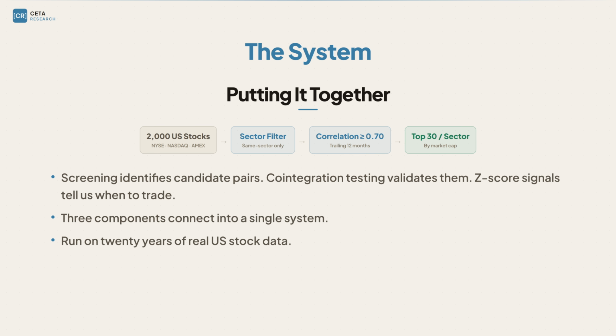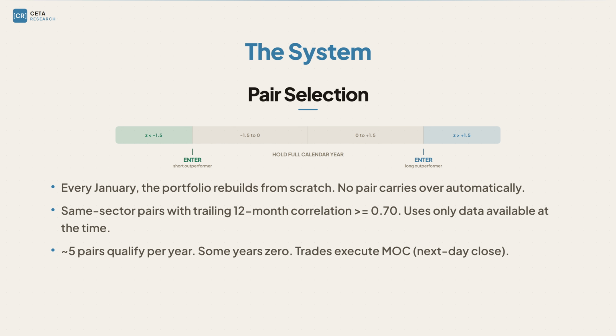We've built each piece of the pairs trading strategy across previous videos. Screening identifies candidate pairs. Cointegration testing validates them. Z-score signals tell us when to trade. Now we connect all three into a single system and run it on 20 years of real US stock data. The system has three components.